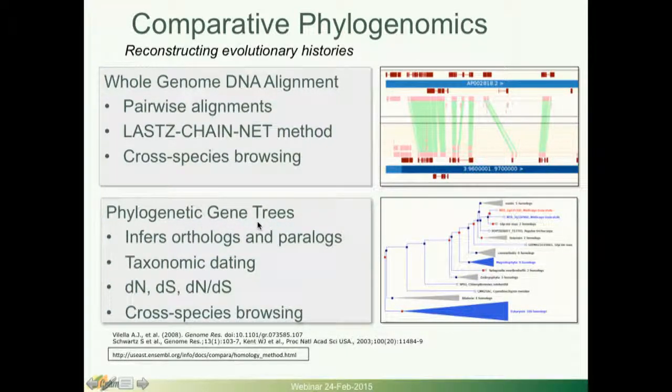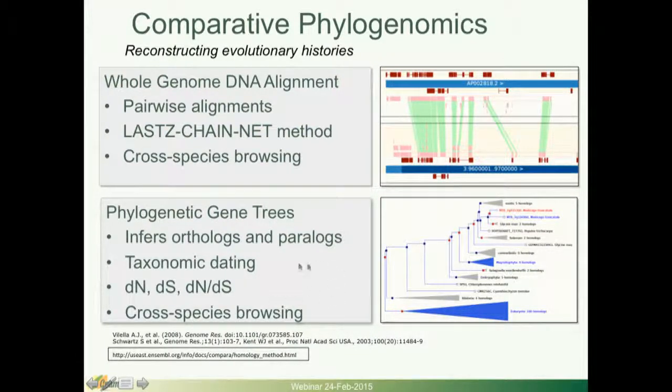The other analysis is phylogenetic gene trees. We apply 5 different tree building methods, and these get combined into a single consensus tree. Following that, the method infers ortholog and paralog relationships with all members in the family. And we perform taxonomic dating of events like duplication events. We also provide information such as synonymous and non-synonymous sites.